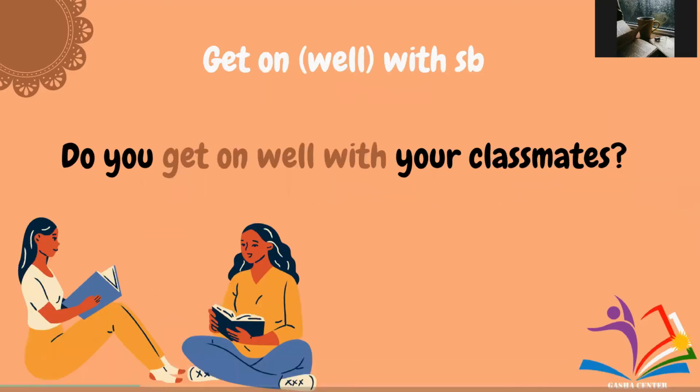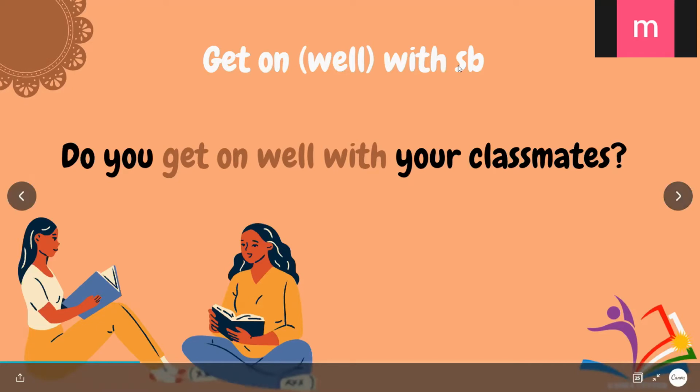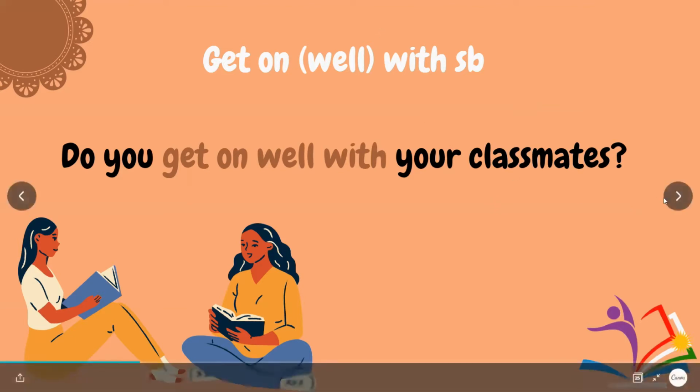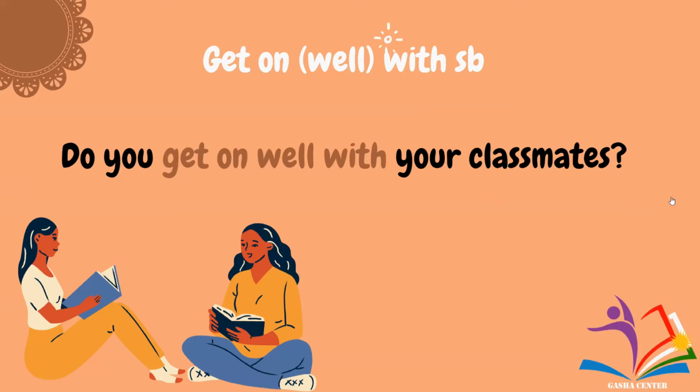Mr. Mu'ayyad, can you read it for us? Get on well with someone. Do you get on well with your classmates? Get on well is again a phrasal verb. Classmates are the students who are with you in the same class. So do you get on well? That's the meaning of get on. With well or without well is okay. So get on with somebody or get on well with somebody.